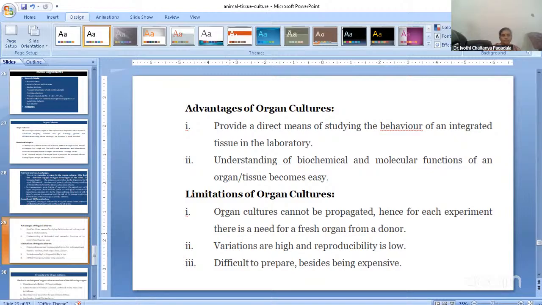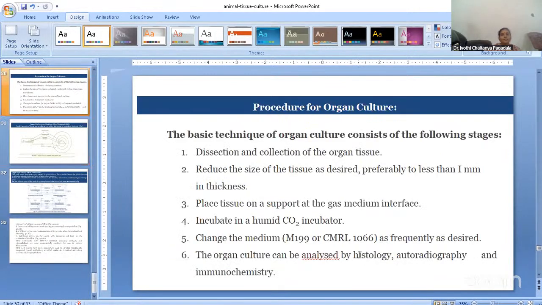Yes, there are some limitations of organ culture. Organ culture cannot be propagated. Hence, for each experiment, there is a need for a fresh organ from the donor. So it is very difficult to propagate the organ. Variations are high, and reproducibility is difficult, besides being expensive.